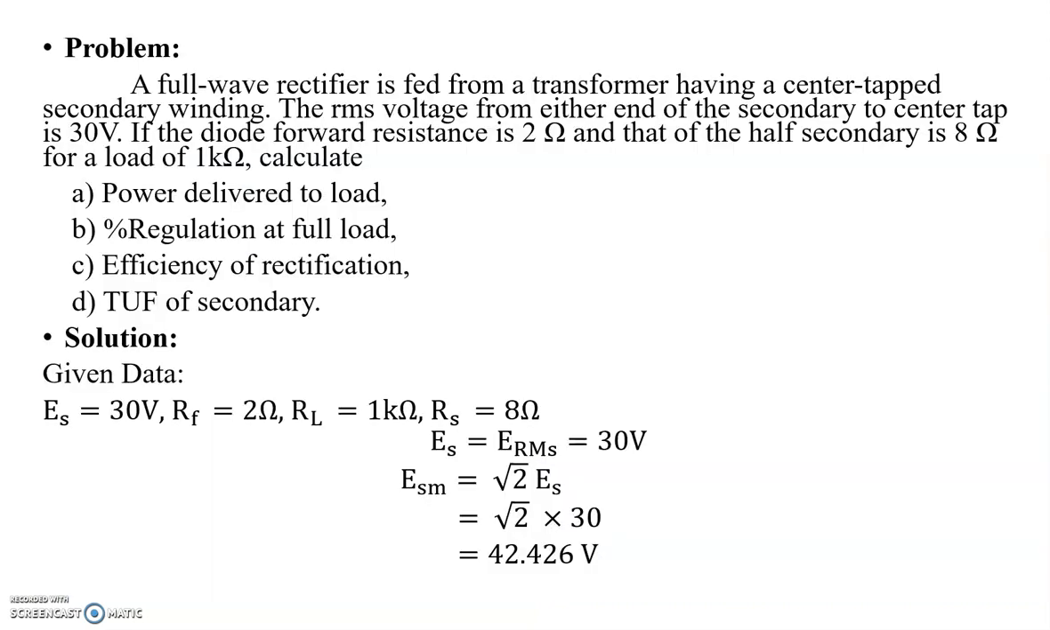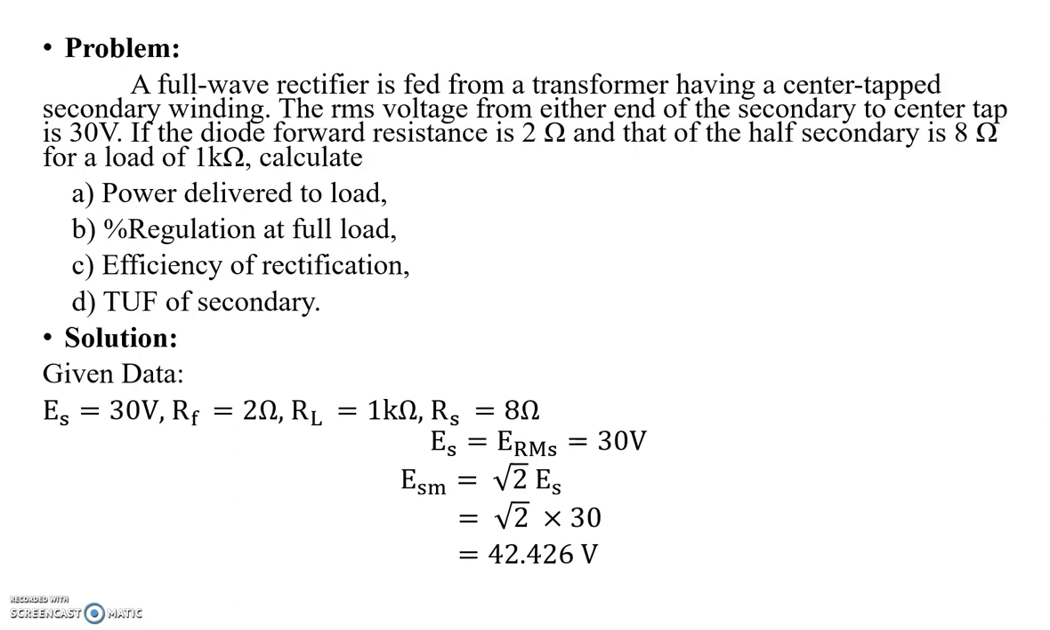The problem statement is: a full wave rectifier is fed from a transformer having a center tapped secondary winding. The RMS voltage from either end of secondary to center tap is 30 volt. If the diode forward resistance is 2 ohm and that of the half secondary is 8 ohm, for a load of 1 kilo ohm, calculate A, the power delivered to the load. Second, percentage regulation at full load. C part is efficiency of rectification. And finally, D part is TUF, that is the transformer utilization factor of secondary.